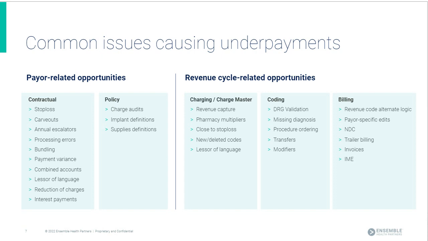Are you checking transfers to make sure that after patients are discharged or transferred out of your hospital, they really end up going where they said they were going? That impacts your reimbursement, modifiers, all those things. How you're billing, alternate revenue code logic, all your payer-specific edits, trailer billing, invoices, IME. As you all know, revenue cycle is extremely important, complex, and all of these different processes impact your bottom line.